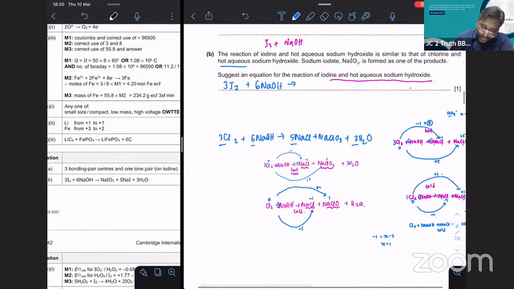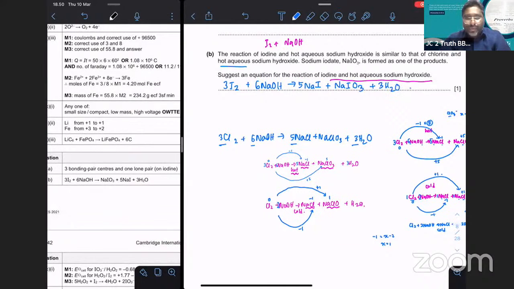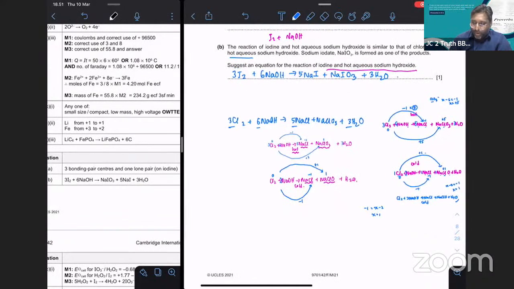So this one is going to give you 5 NaI, NaIO3, plus 3 H2O. So you need to put that. This is already okay. So hope you can remember how to balance using the redox, how to balance using oxidation number.